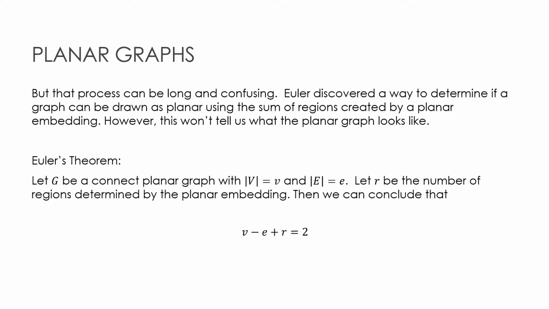So Euler's theorem essentially says that if I have V representing the number of vertices, and E representing the number of edges, and R representing the number of regions, and we're going to do an example and I'll show you what I mean by regions, then we can conclude that V minus E plus R is equal to 2. So the number of vertices minus the number of edges, add the number of regions, it should equal 2. If it doesn't, not planar. If it does, it's planar.